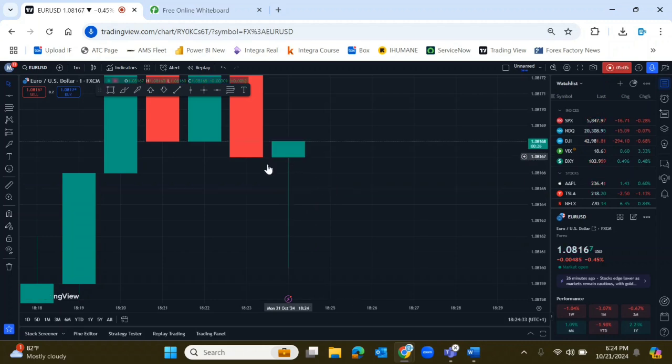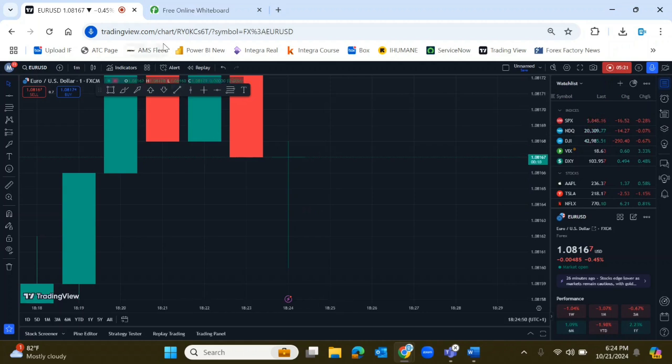So now you can see it opened here, it came down, and then it went up. So it now became a green candle. And if for any reason this price comes down below this place where it opened, then it is going to change and become red. So that is it. That is what a candlestick is.